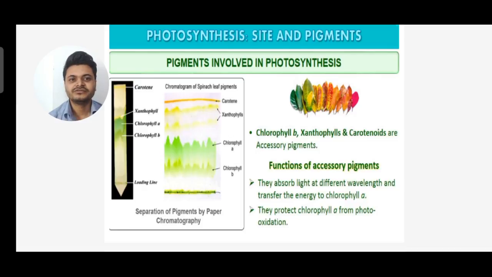The functions of different accessory pigments are that they absorb light at different wavelengths and transfer energy to chlorophyll A. So what are the functions of accessory pigments? They absorb light at different wavelengths and transfer the energy to chlorophyll A. They protect chlorophyll A from photooxidation.